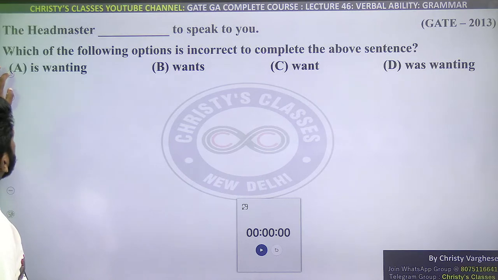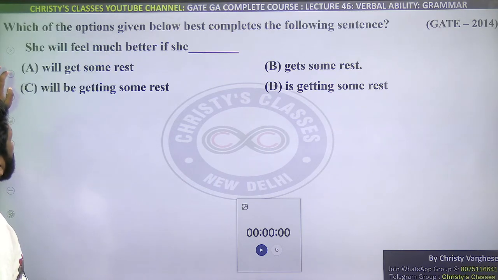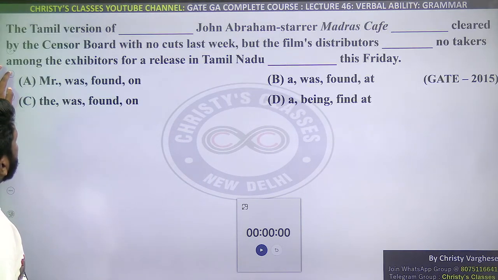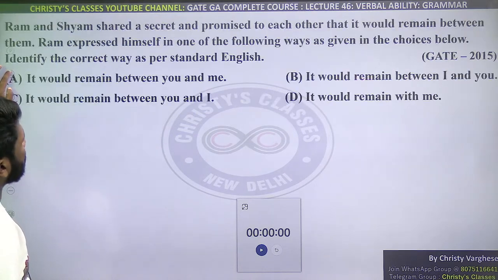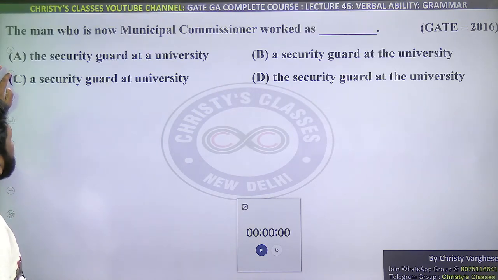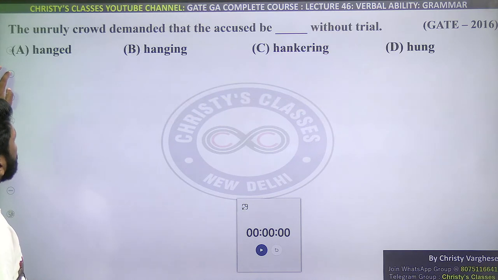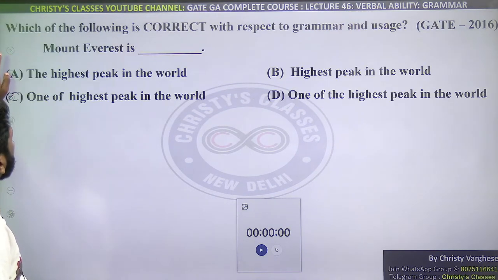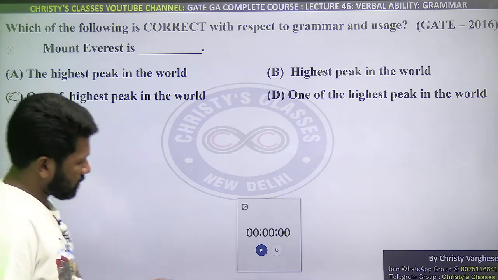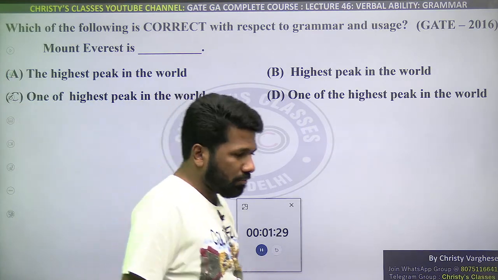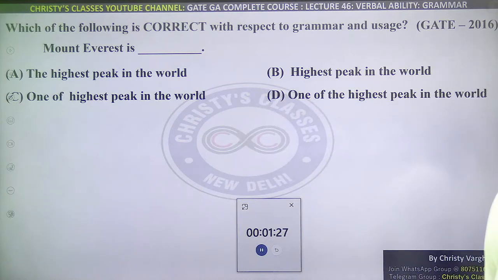So, now preposition related and verb related questions are there. Let's see two or three more questions. Yeah, try this. Determinants. I hope you are clear on determinants also.